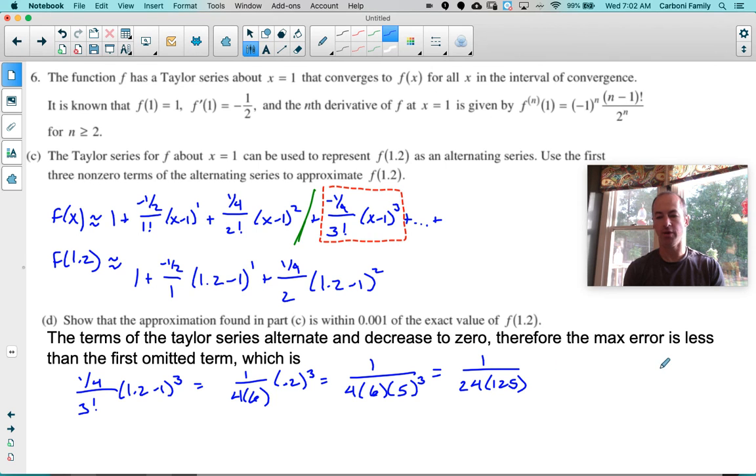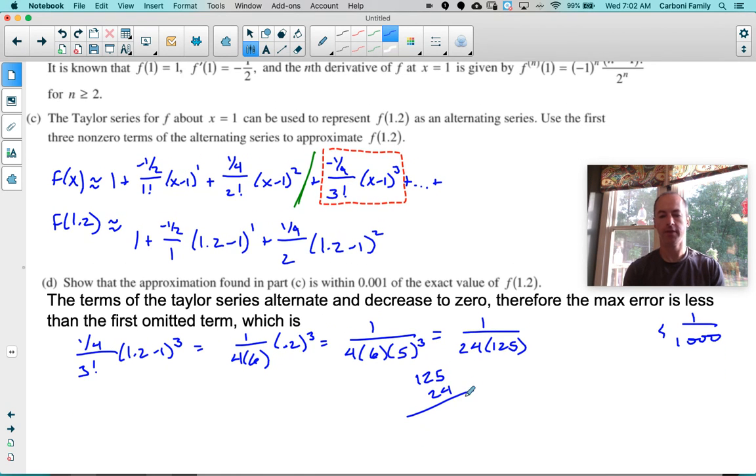I need this to ultimately be less than 1 over 1,000. And so if you're not 100% sure, we can just do some old school multiplication. 125 times 24, not 25. And let's see, so that'll be 20, carry my 2, that'd be 10, carry my 1, that'd be 5. 2 times 5 is 10, carry my 1, that'd be 5. 2 times 1 is 2, and you end up with 3,000. So we get 1 over 3,000, which is less than 1 over 1,000.